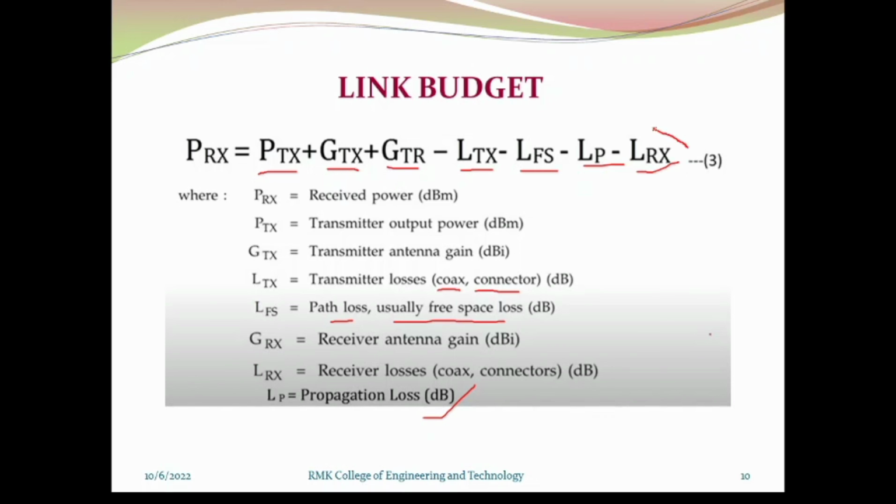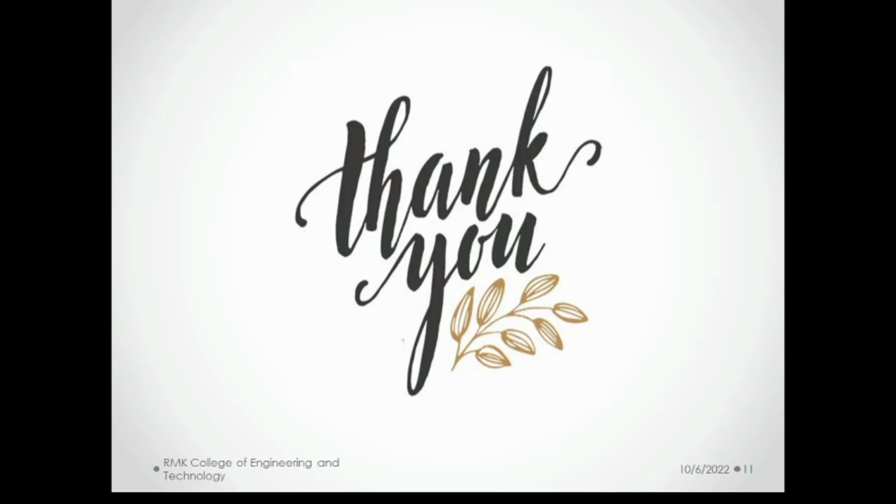So combining all together the loss factors as well as gain factors and the transmitted power, we can estimate the received power at the receiver antenna. So this is called link budget estimation. That is, we estimate how much power we are able to receive by including all these values. So with this we will wind up today's class.